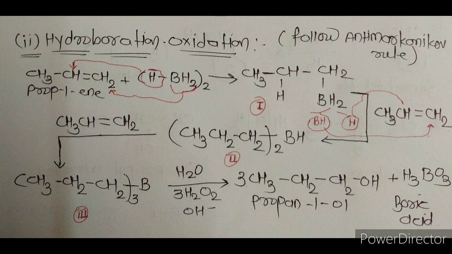So once again BH of BH2 is attached with the CH2 group, while hydrogen is attached with the CH group. So we get CH3CH2CH2 two times and BH. Further propene is added to the second compound, so that we get CH3CH2CH2 three times attached to boron. And on further hydrolysis in the presence of H2O2, we get propan-1-ol and boric acid, means H3BO3.